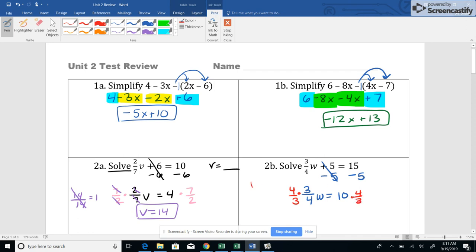So 4 times 3 is 12. 3 times 4 is 12. And 12 divided by 12 is 1. So those 4's cancel, those 3's cancel. We're left with w is equal to, then 10 times 4 is 40. 40 divided by 3 is not a whole number, so I'm just going to leave this as 40/3.